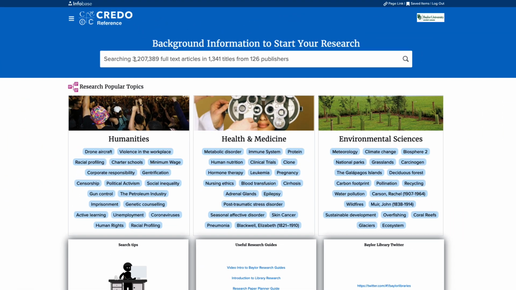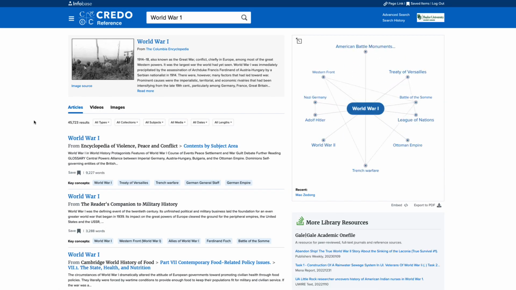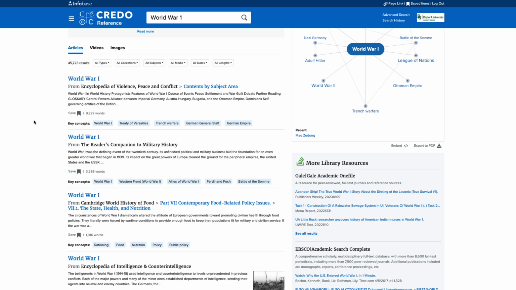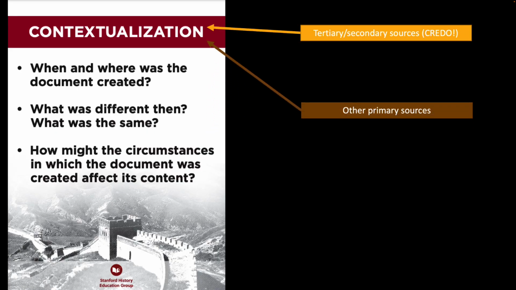So I recommend anytime you find a primary source to do a little bit of research in Credo to kind of establish a historical context that will help you understand that source better. Another thing that you might look at to establish a good historical context is other primary sources. If you're gathering lots of different primary sources on a topic, sometimes they'll help contextualize situations for each other.